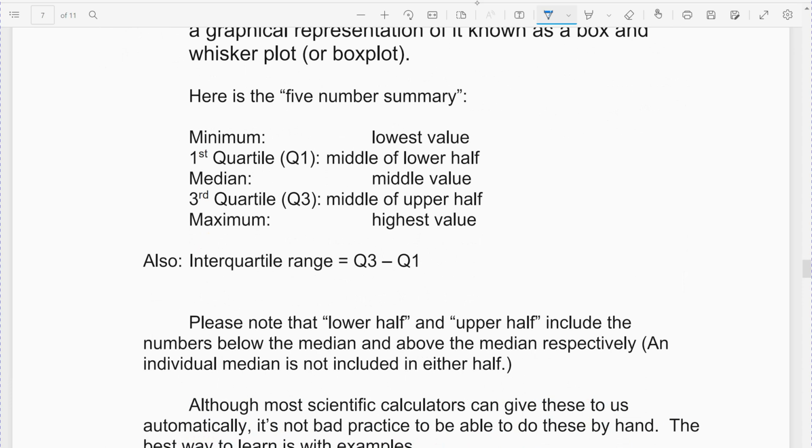You're not asked to find this, but just so you know, sometimes they call it the interquartile range. That would be the box, where the box lands, from quartile 1 to quartile 3, and that would give you the distance of the box. The median would be in the middle of that.